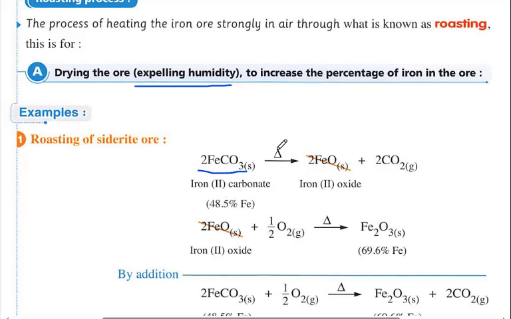After it is heated in air, it transformed into iron 2 oxide or ferrous oxide. Ferrous oxide is oxidized by oxygen of the air to ferric oxide. Ferric oxide, its percentage is 69.6%. So the percentage of iron through roasting here changes from 48.5% of iron into 69.6% of iron. So the percentage of iron in siderite increases by roasting.